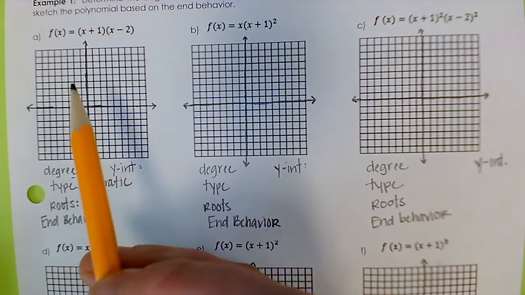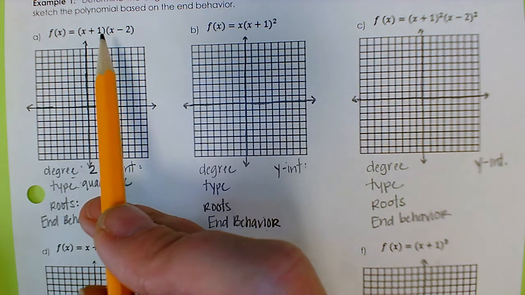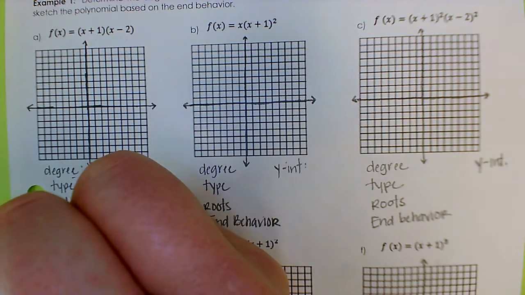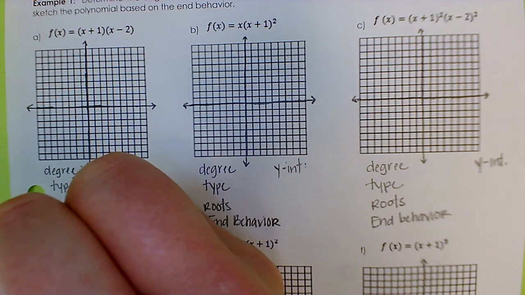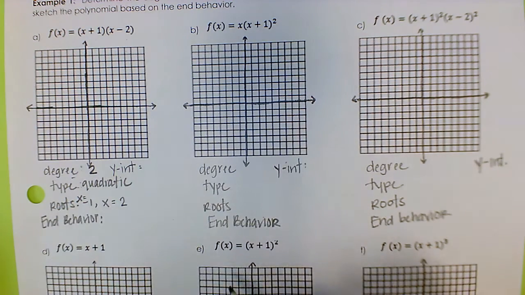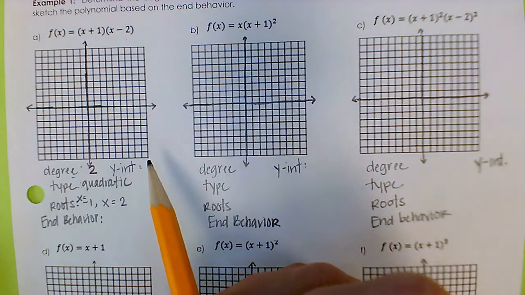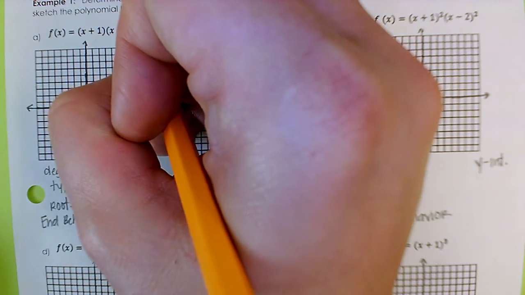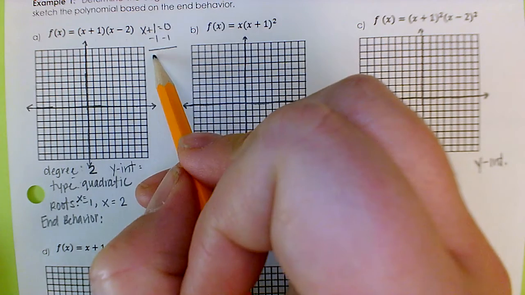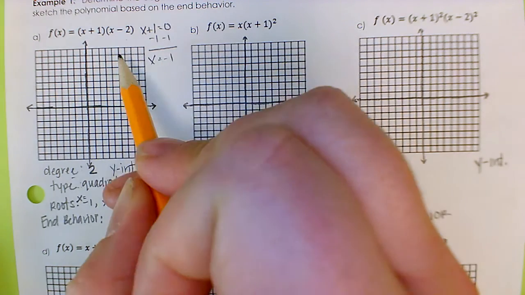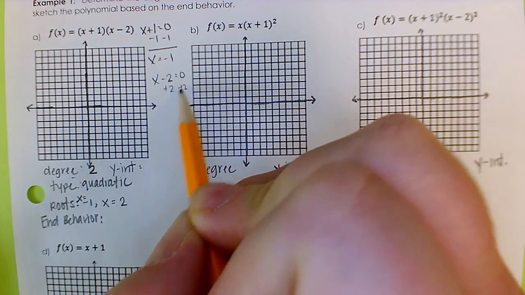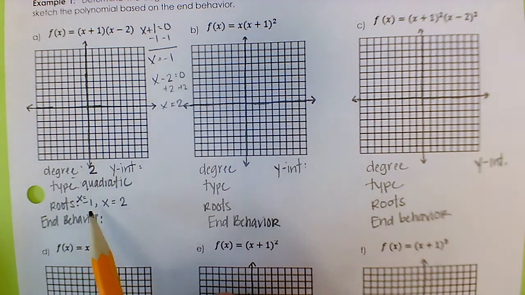The roots. Your roots, remember, are the zeros. So remember when you change this, the opposite of this, and the opposite of this. So our roots are x equals -1, and x equals 2. Where you set each one equal to 0. So you would do x plus 1 equals 0, subtract your 1, and x equals -1. And you do the same thing, x minus 2 equals 0, add your 2, x equals 2. That's where these come from.